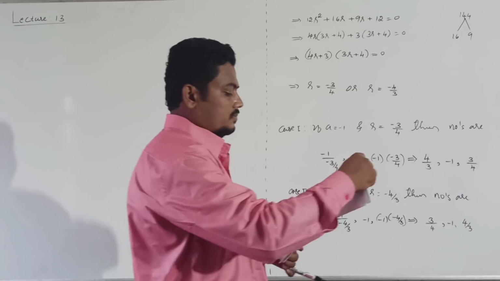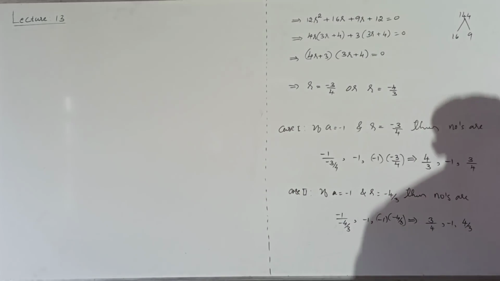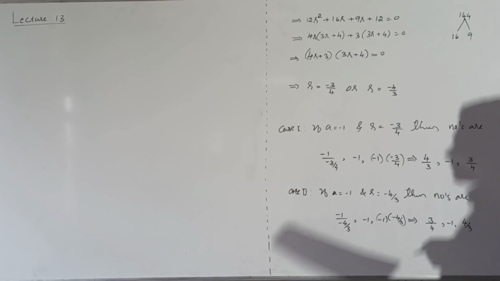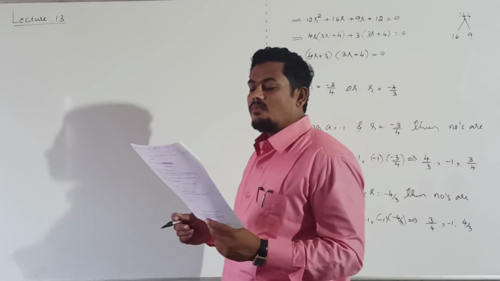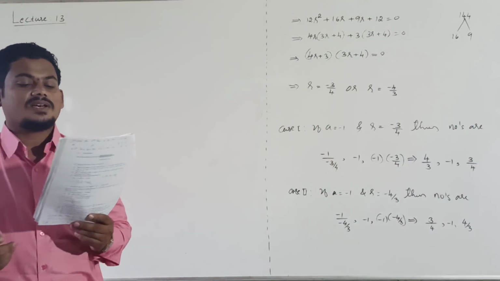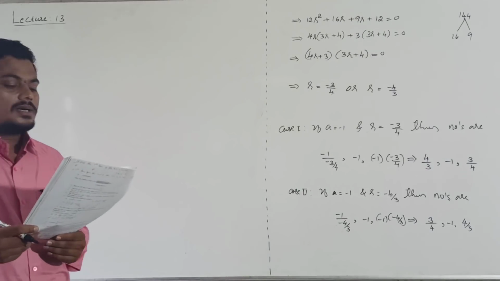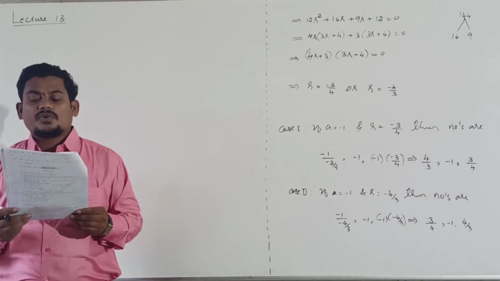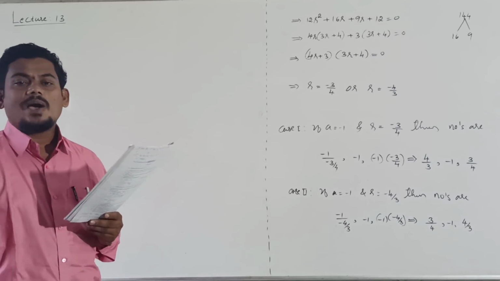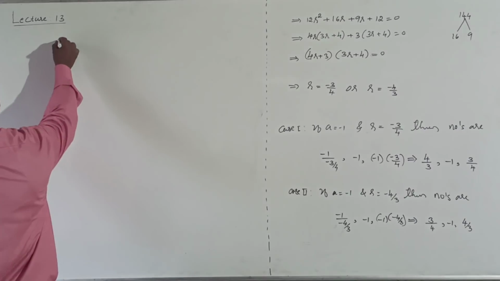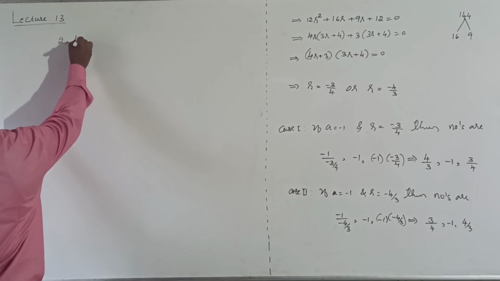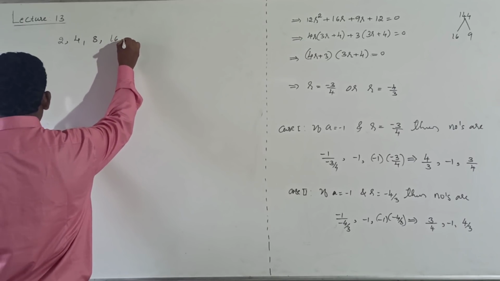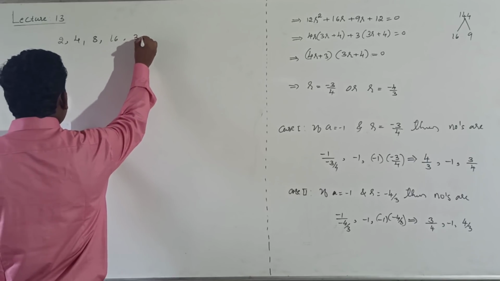Next problem. Find the sum of the products of the corresponding terms of the sequences. They have given two sequences: 2, 4, 8, 16, and 32.